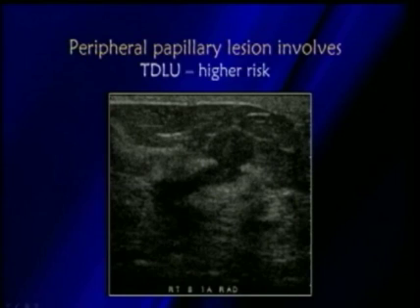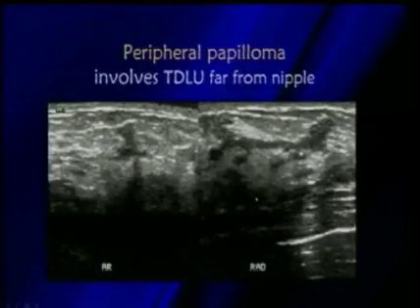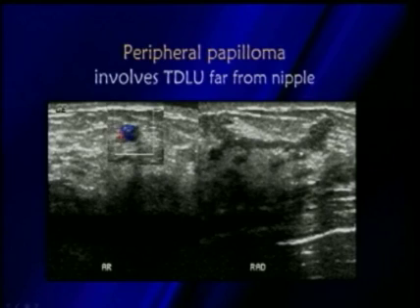Peripheral papillomas basically are any time you have a papilloma involving the terminal ductal lobular unit instead of the main duct. These are definitely at higher risk, and we're going to talk about those a little bit more. Peripheral papillomas involve the TDLUs far from the nipple. A lot of people think if it's a peripheral papilloma, it has to be at a distance from the nipple, but that's not the case. A peripheral papilloma just means that it is a papilloma involving the TDLU itself.